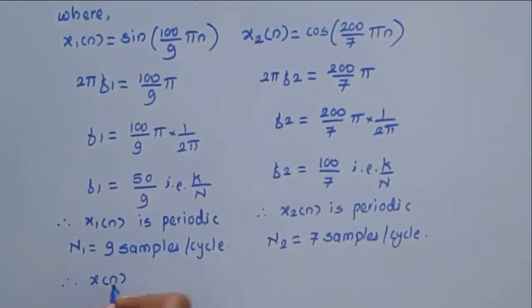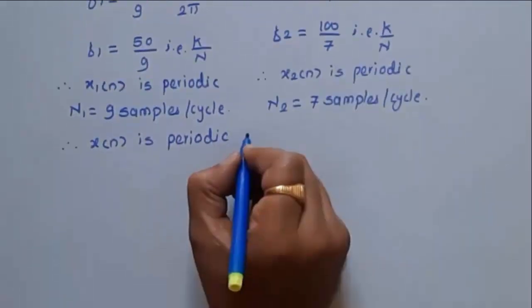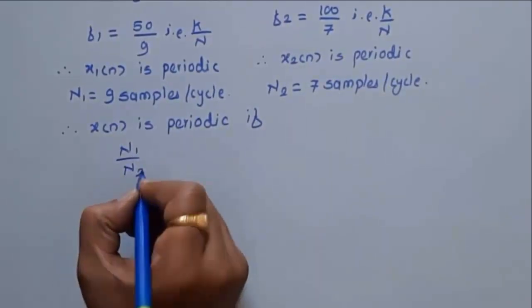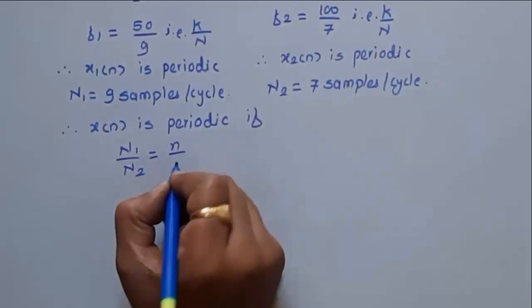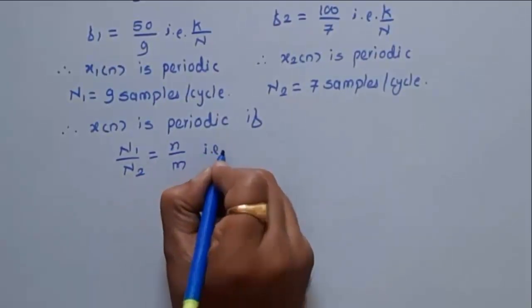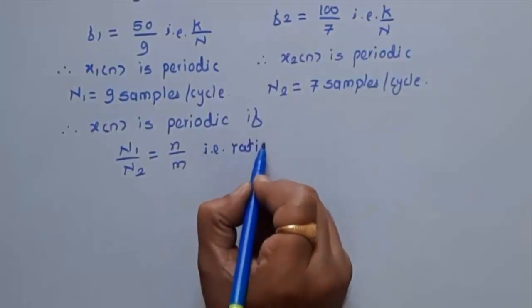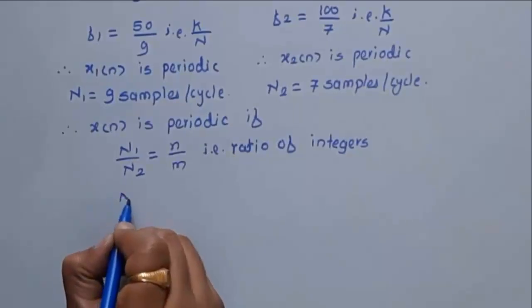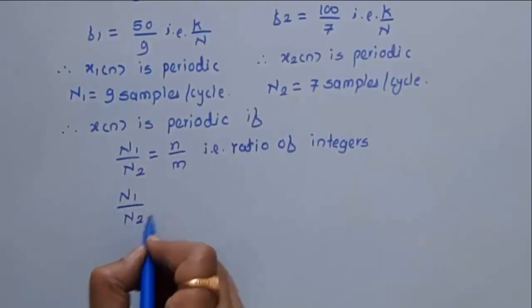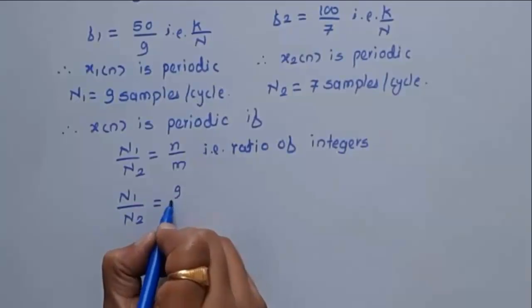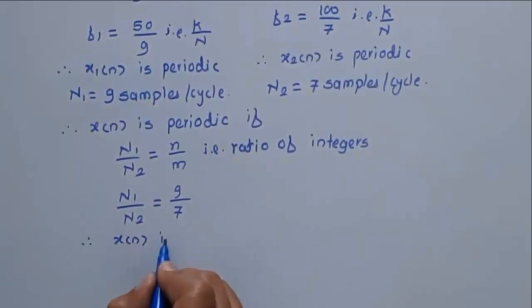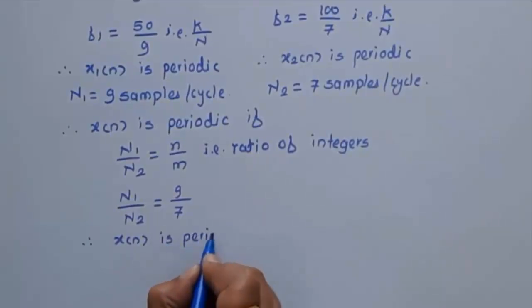Now, the given signal x of n will be periodic if it satisfies the condition N1 upon N2 is equal to n upon m, that is a ratio of integers. If you put the values of N1 and N2, we will get N1 upon N2 is equal to 9 upon 7, which is a ratio of integers. Therefore, x of n is a periodic signal.